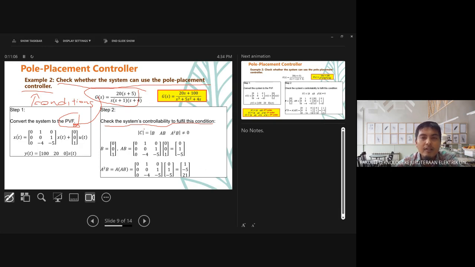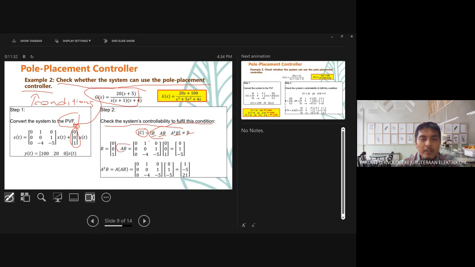So you need to find the determinant value of the C matrix. For the C matrix, you need to use this formula: B, AB, A squared B. If this determinant is not equal to 0, then the system is controllable. Okay. So I give you an example. The B matrix is here: 0, 0, 0, 1.